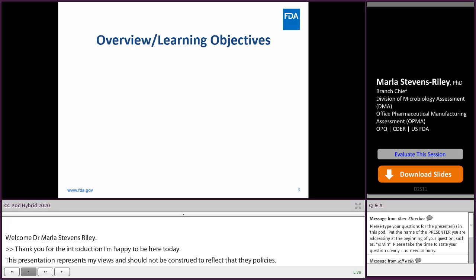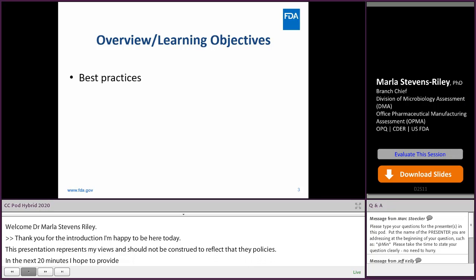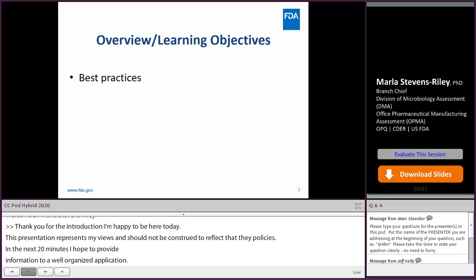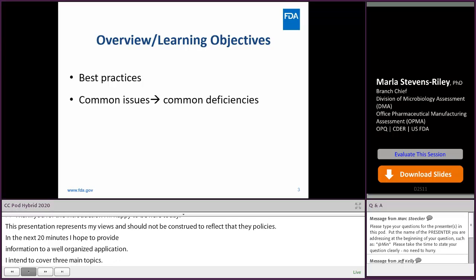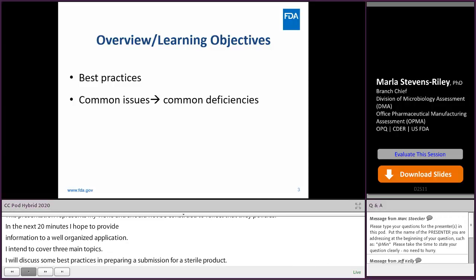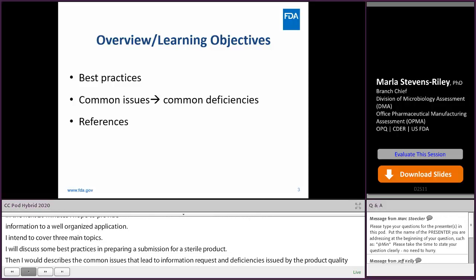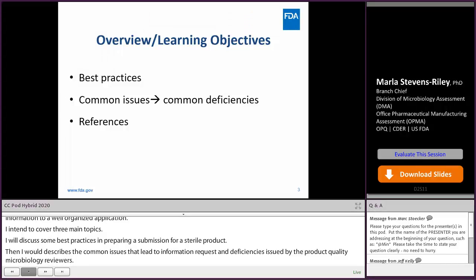I intend to cover three main topics. First, I will discuss some best practices when preparing a submission for a sterile product. Then I will describe some common issues that lead to information requests and deficiencies issued by the product quality microbiology reviewers. Finally, I will briefly discuss some references that provide details about the type of sterility assurance information to include in an application and the organization of this information in an application.